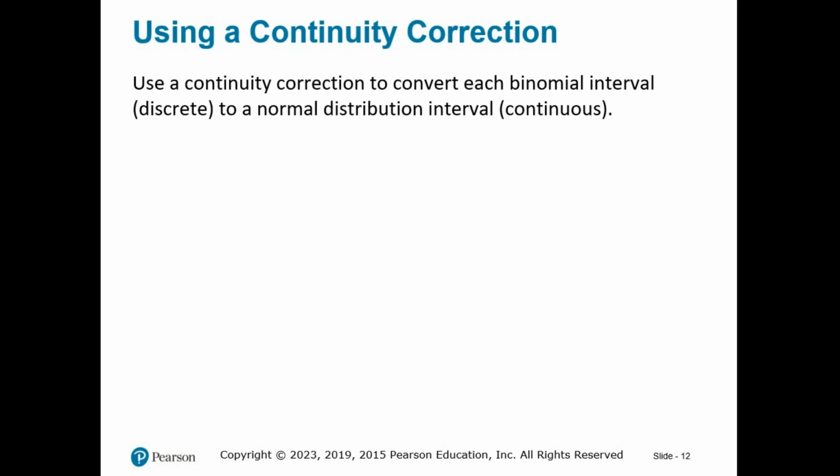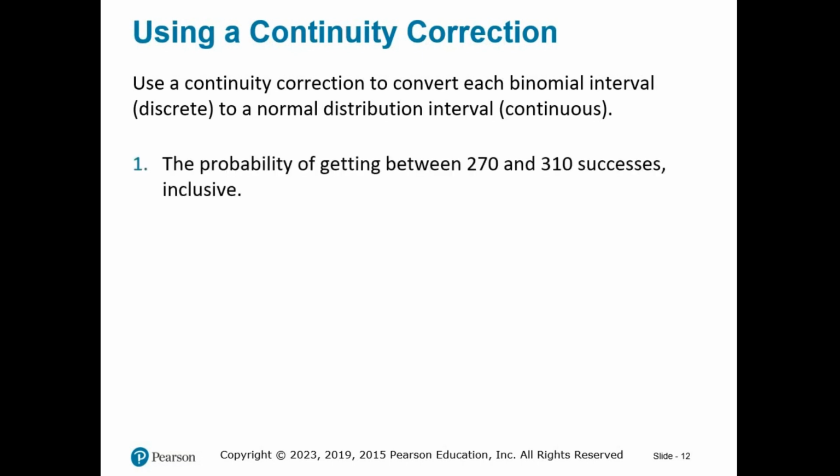First one. Use a continuity correction to convert each binomial interval to a normal distribution interval. Number 1. The probability of getting between 270 and 310 successes inclusive. Now this one is wanting between two numbers. So in order to make sure we're including both the lower and the upper number, we need to leave some space on the outside at either end. How do we do that?